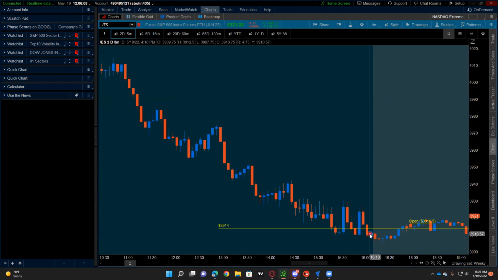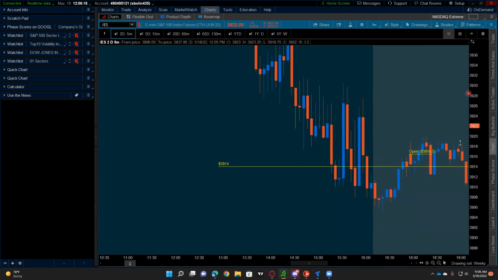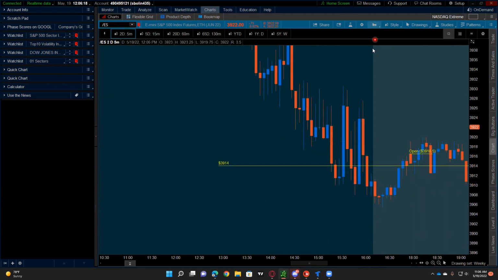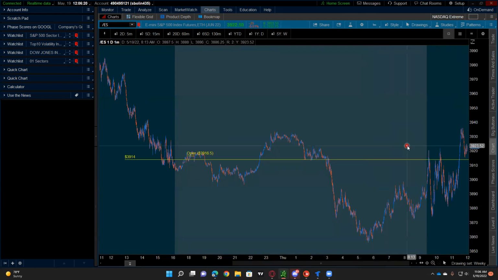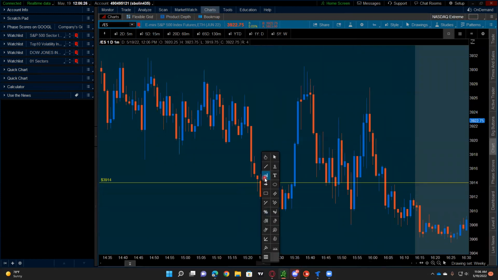Is that the 4 o'clock close? Is that the 4:15 close? Or is that the 5 o'clock close? So we're going to zoom in again, and I actually want to go to a 1 minute rather than a 5 minute. We're going to look at where these different closes are. Let's just start with 4. 1600 is 4 o'clock.